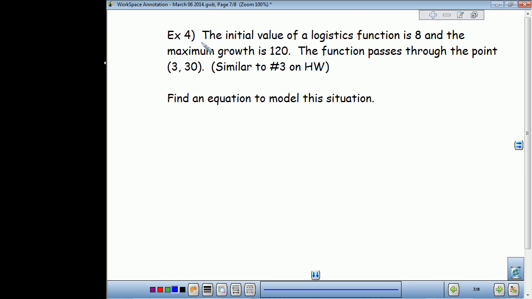All right. Example 4. The initial value of a logistics function is 8. The maximum growth is 120. The function passes through this point. So this one's similar to number 3 on the homework. Find an equation to model this situation. So it's also similar to the one we just did. There's just a slight hiccup in it. So let's see if you guys can find A for me, and then we'll talk about how to find B this time. So we're using the same formula? Yes.